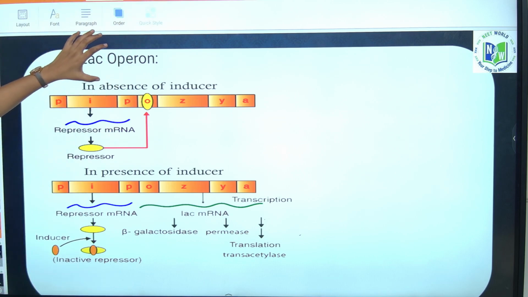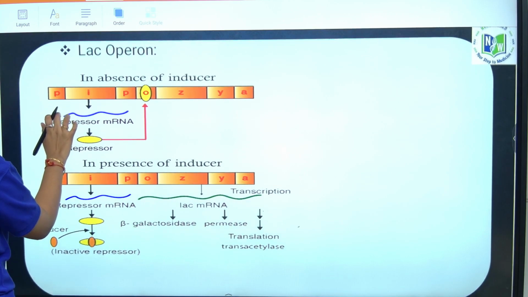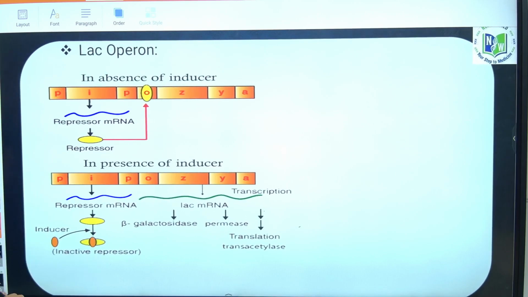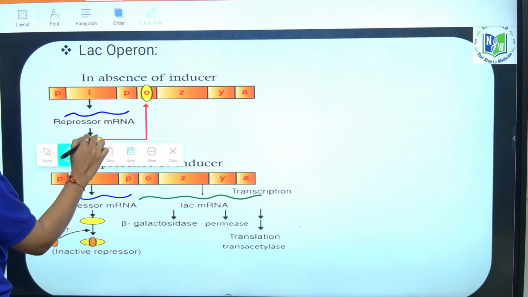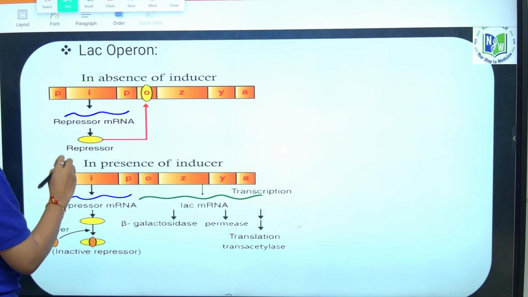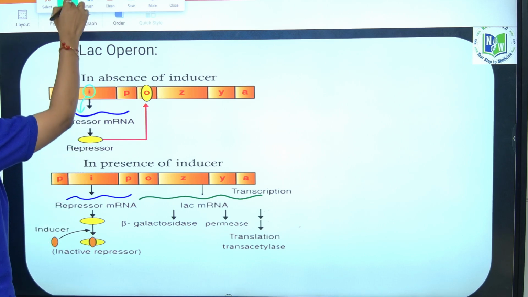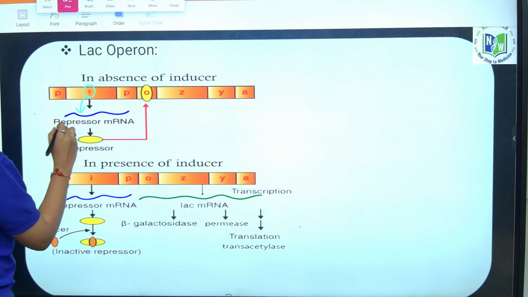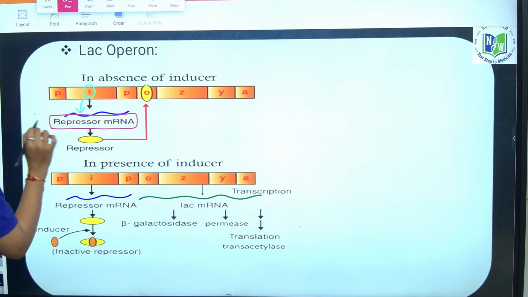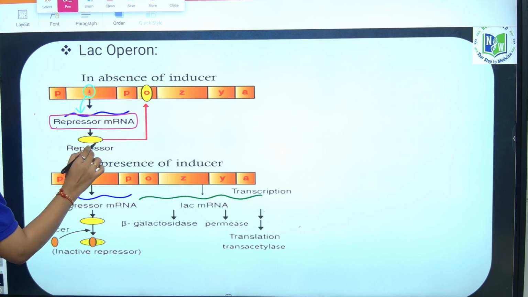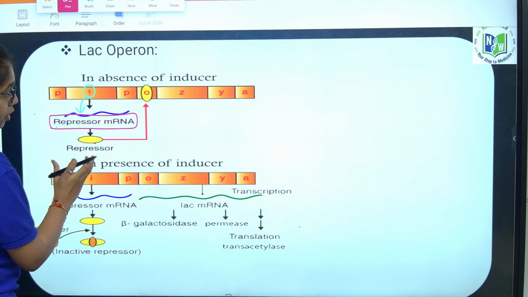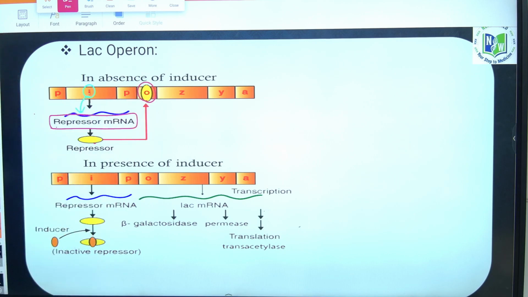Yes, here in the Lac Operon model, as we have already discussed, the promoter is followed by the I gene. The promoter is followed by what, ma? The I gene, and the I gene is constitutively expressed. Here the I gene will release what, ma? Repressor mRNA. The I gene will release repressor mRNA. This repressor, in the absence of lactose, will bind to the operator region.